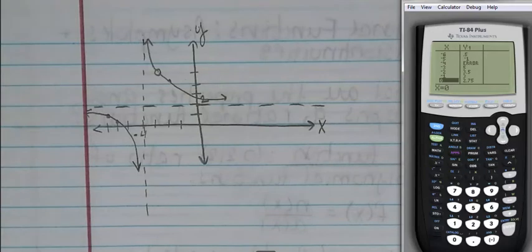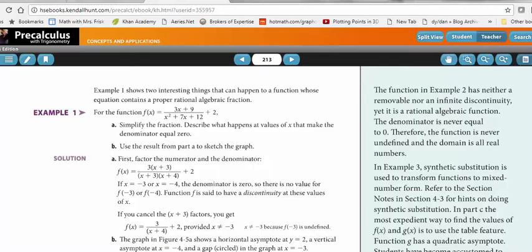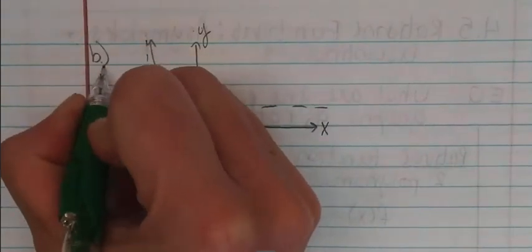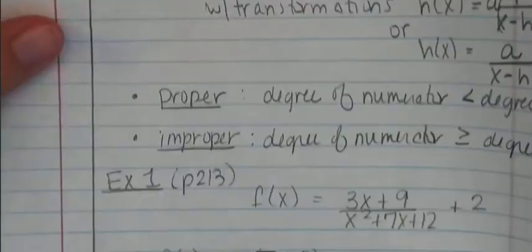Okay, let's make sure I answered everything here. Simplify the fraction. Describe what happens at values of x that make the denominator equal to 0. So we've got discontinuities, right? We're either going to have that vertical asymptote, or we're going to have a removable discontinuity. And then use the result from part A to sketch the graph, which we did. Oops, wrong thing. So this is part B. And that was part A. Okay, awesome. So that's example 1.